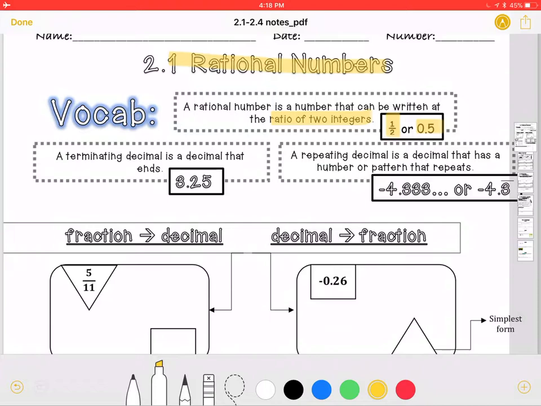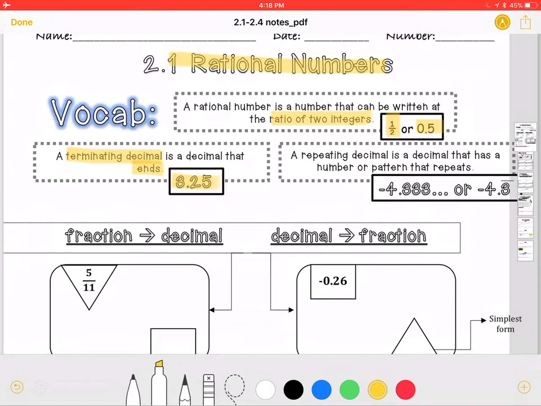Next, we have different types of decimals. We have a terminating decimal, which means that it comes to an end. So 3.25 is an example of a terminating decimal. It stops. Think of maybe, has anybody seen the movie The Terminator? Or there's the word to terminate. It means to end something.